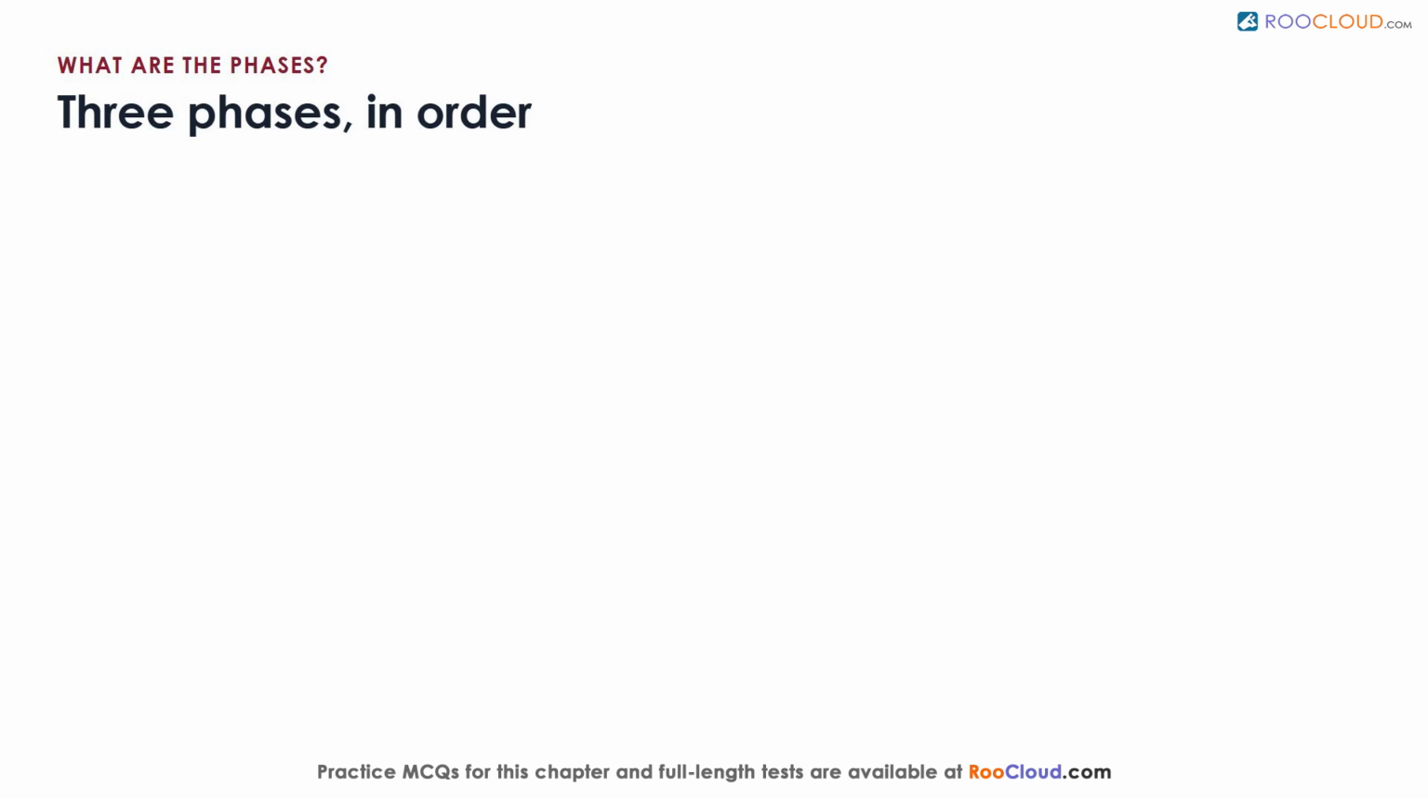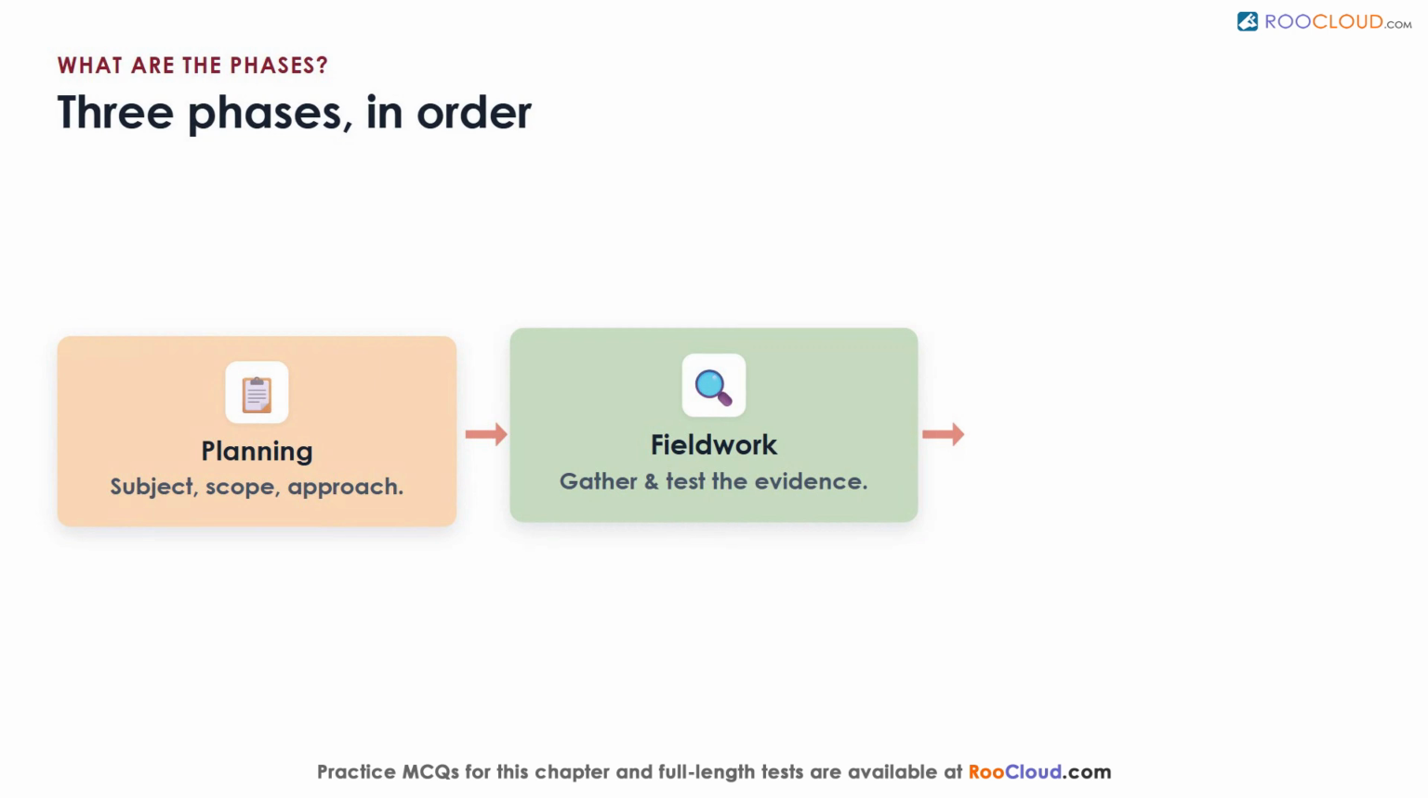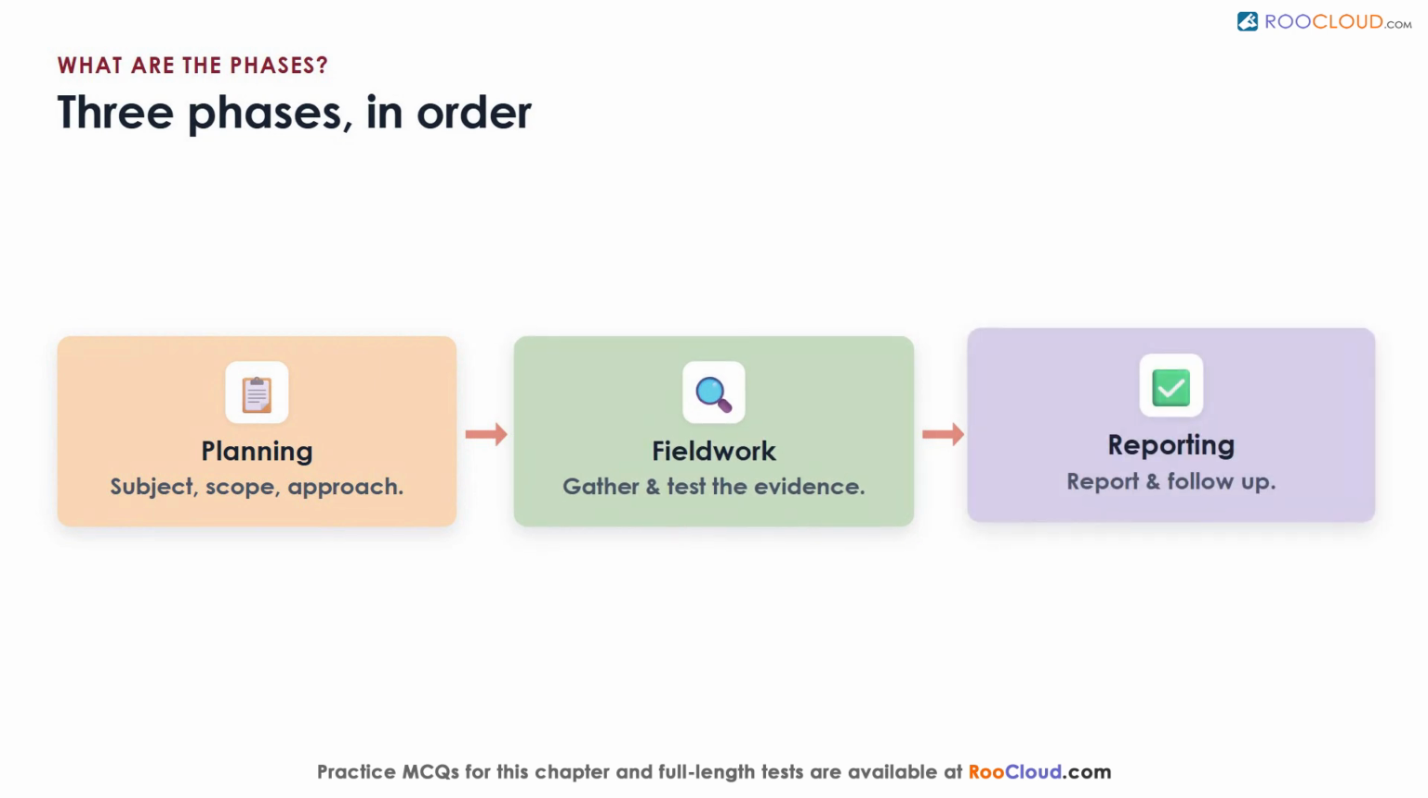How does an audit flow through its phases? There are 3. Planning, then fieldwork, then reporting. Let's walk each one.